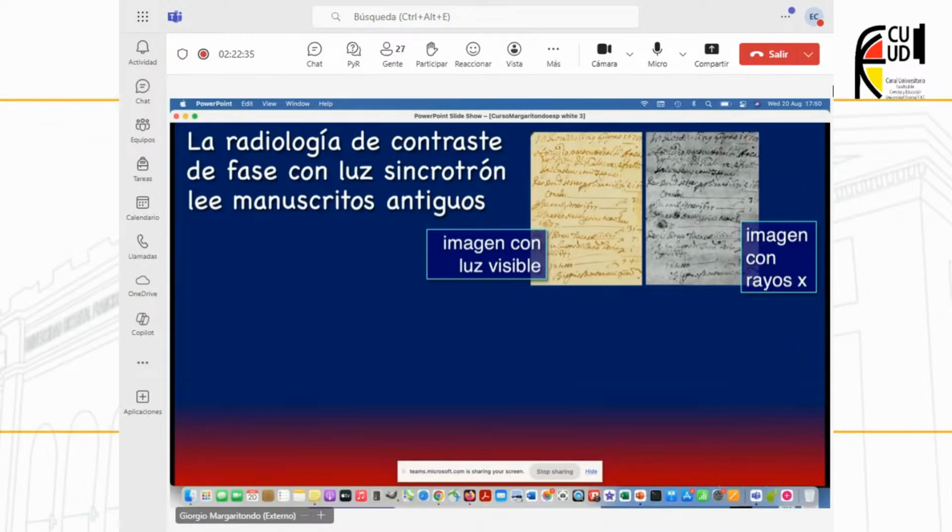What is something reasonable? Well, one problem in opening and reading ancient manuscripts is the fact that they are fragile, they are vulnerable, they are at risk. If you open them, you can destroy them. And furthermore, turning pages and taking images of each page is a long process.